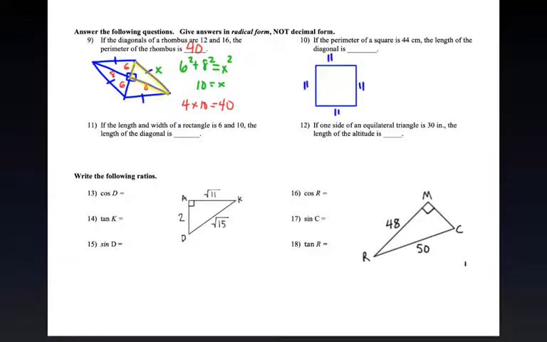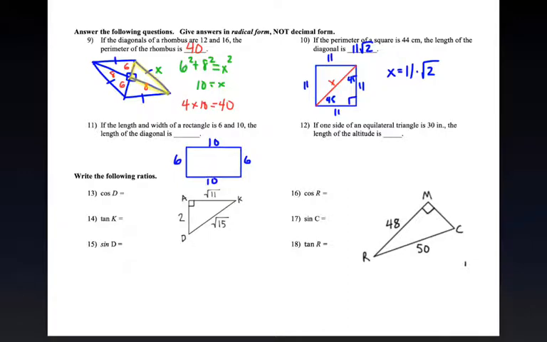If the perimeter of a square is 44, then each of the sides is 11. The diagonal, because a square is a rhombus and a rectangle, creates these 45, 45, 90 triangles. So that's a 45, 45, 90 triangle. I'm going to multiply the leg times the square root of 2 because x is the hypotenuse in this case of that 45, 45, 90 triangle. 11 square root of 2 is my answer.